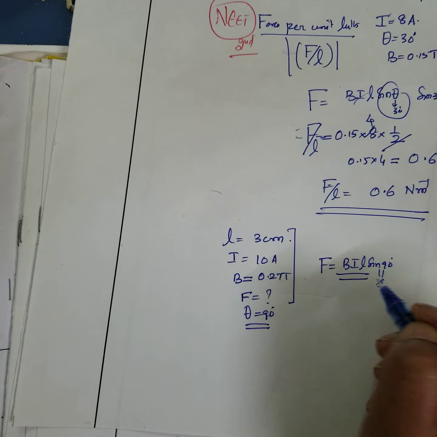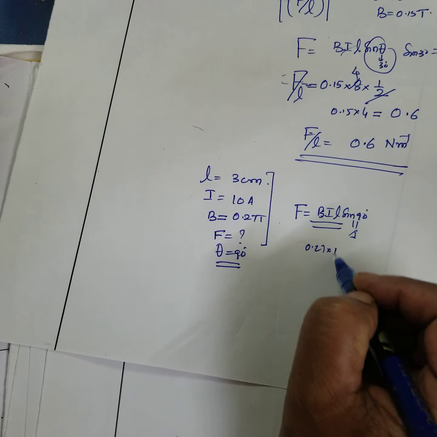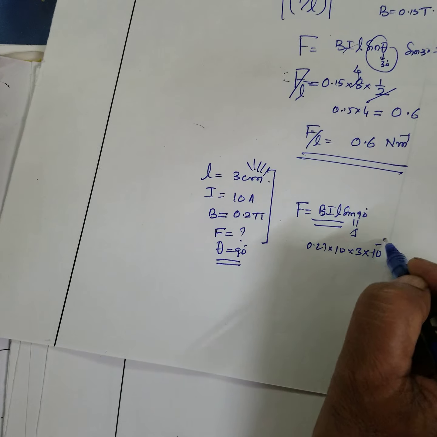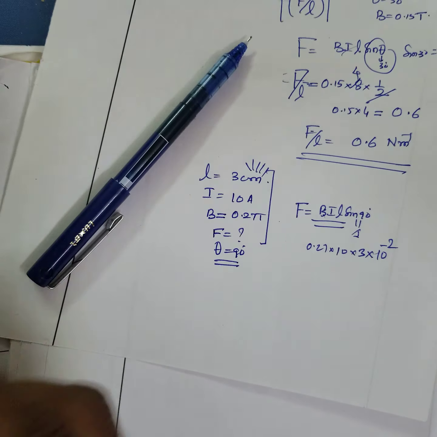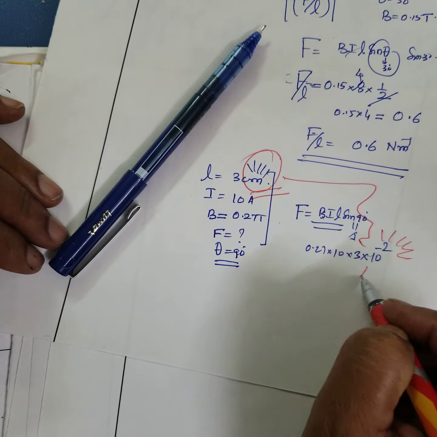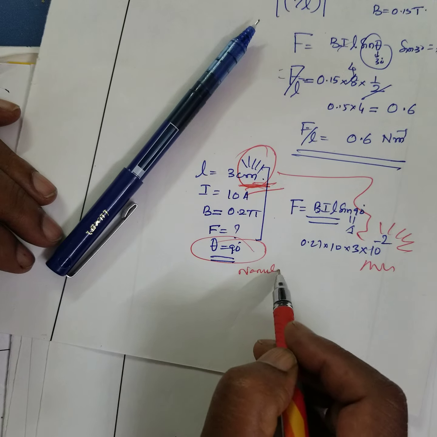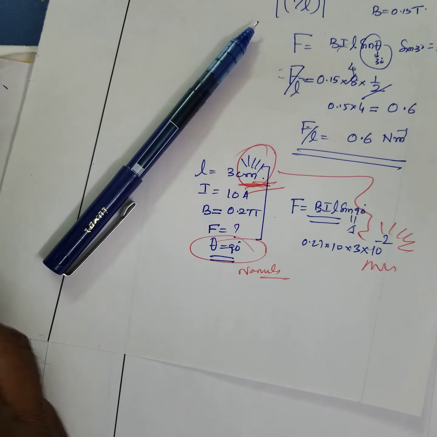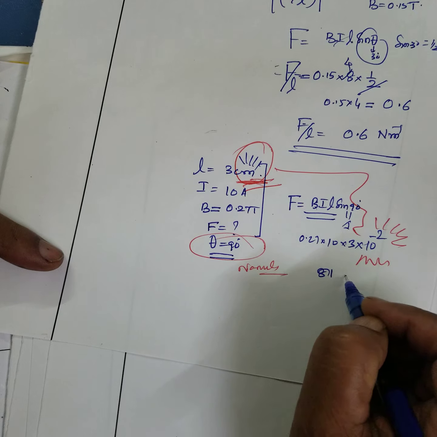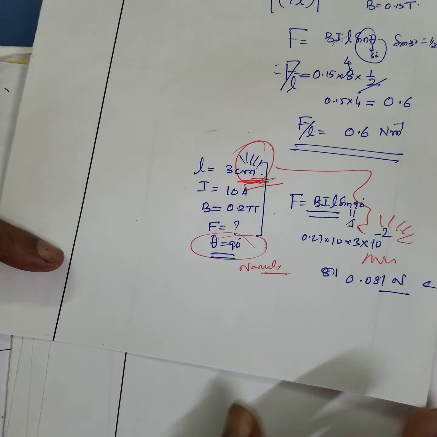Sin 90 is 1, so do direct substitution. B is 0.02, I is 10, L is 3 centimeter, that is 3 into 10 to the power of minus 2. Students go wrong here only. Understood? In a hurry they substitute only 3 actually. You have to substitute this, so you have to be very, very careful. This 90 degree means they will give normal to the magnetic field. Therefore, the remaining you can easily do. You'll get 0.006 Newton.